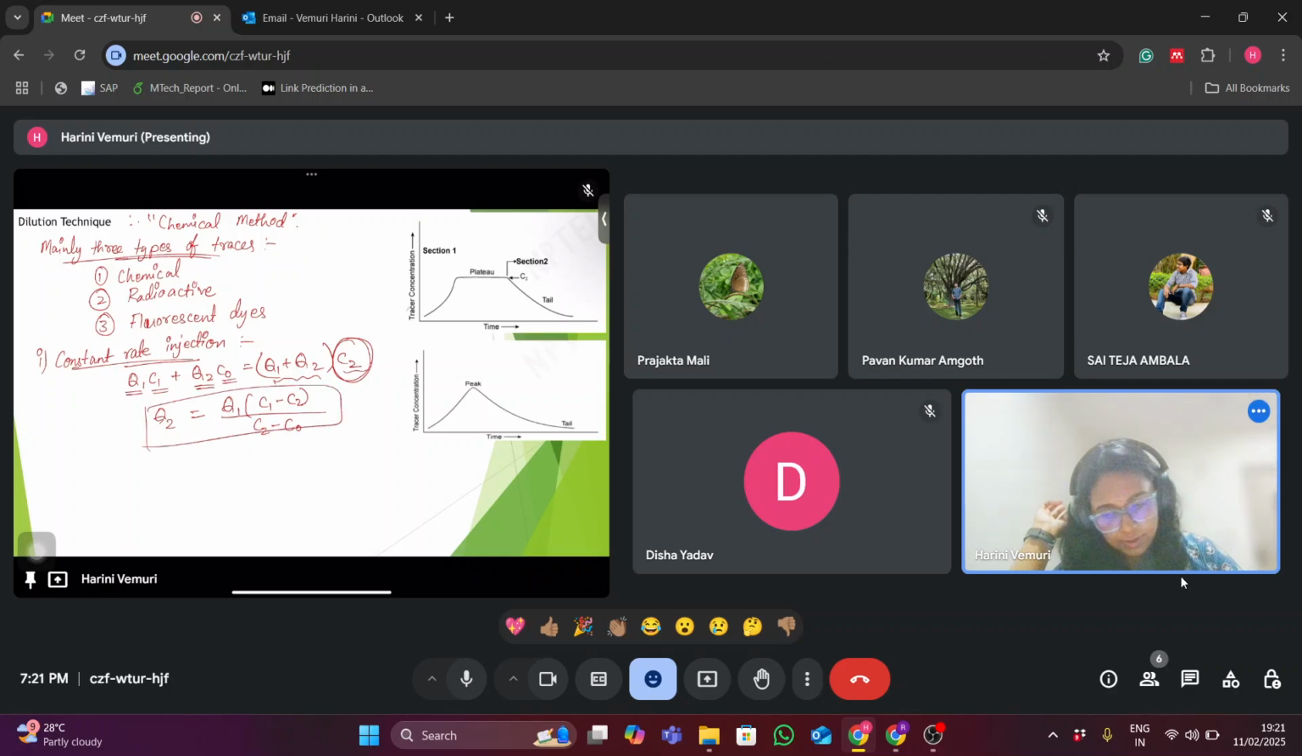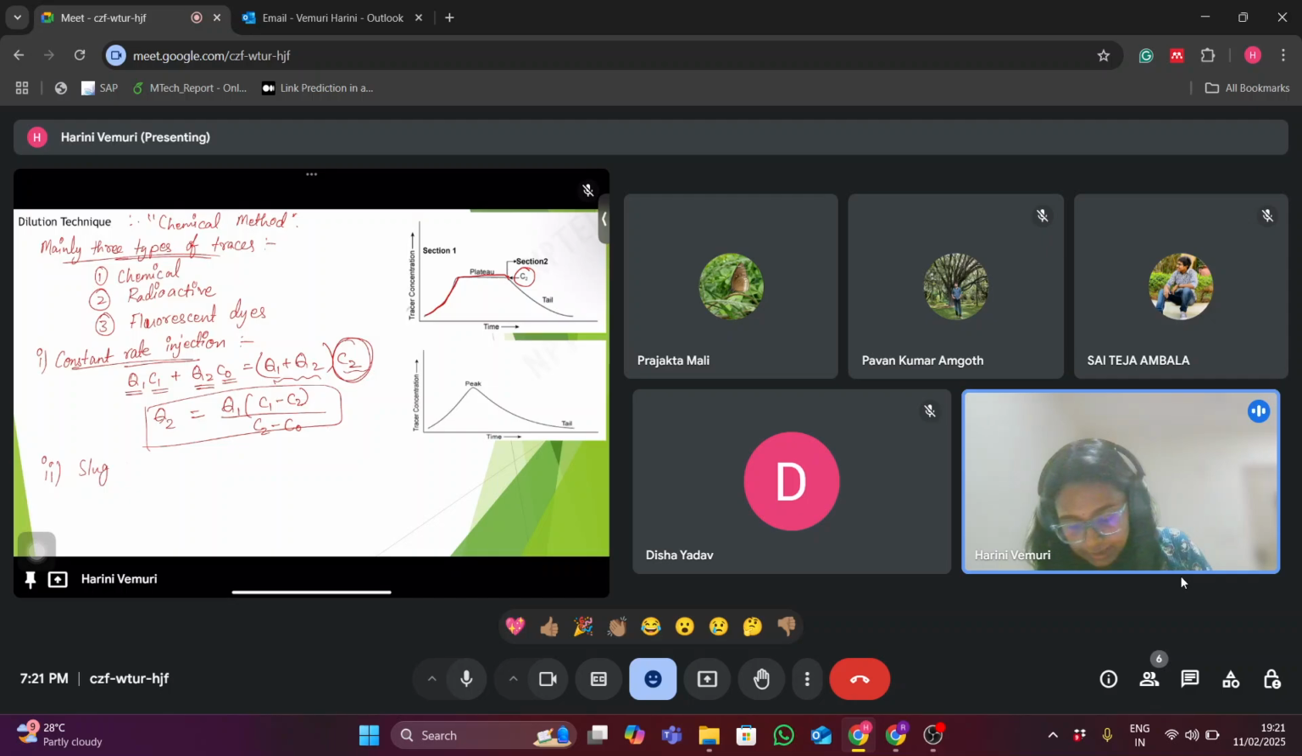using this relationship, we will find the flow at a point in the downstream. So we can see in this case of constant injection rate, the concentration of the tracer will slowly increase and become constant, which will be C2, and then it will slowly start decreasing.